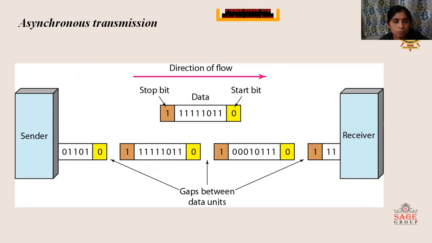This is the asynchronous transmission method. There is one start bit and one stop bit. At the start of the data, there is a start bit, and a stop bit at the end of the data, and there will be gaps between the data. The start bit indicates the start of the data, the bits after it are data bits, and the stop bit indicates no further transmission of data.